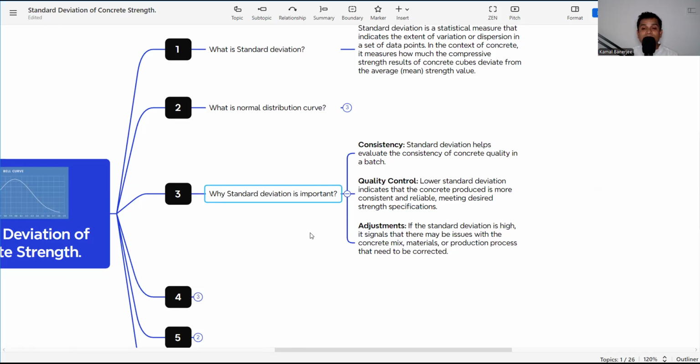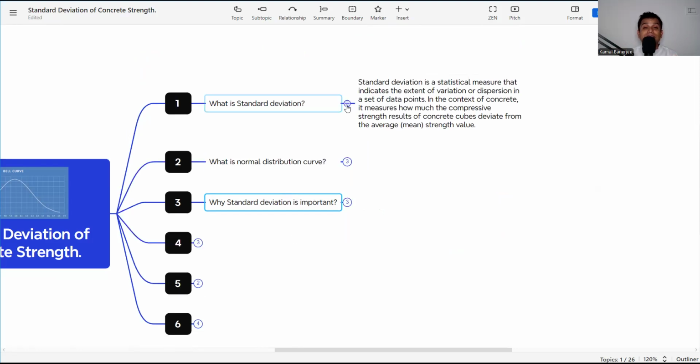Then quality control. Lower standard deviation indicates that the concrete poured is more consistent and reliable, meeting the desired strength and specification. So if my target standard deviation, we are assuming 5 or 3.5 or 4, whatever, and we are getting more, that means our degree of quality control is not that good. If we go below that, that means my degree of quality control is good. So it is also evaluating my degree of quality control at the site. Then adjustment. If the standard deviation is high, it signals that there may be issues within the concrete mix, materials or production process. So we can take precaution or redefine the full process to get the concrete as per the requirement.